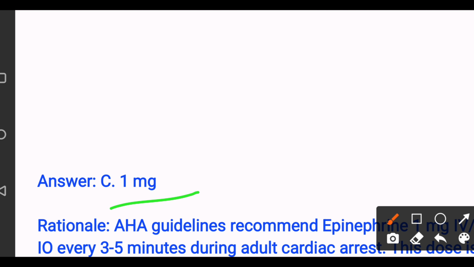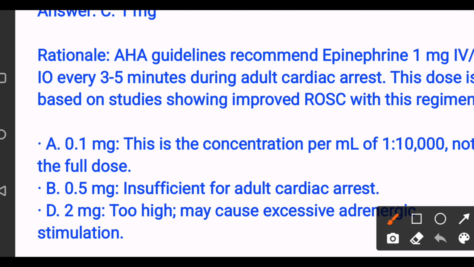According to AHA guidelines, the recommended epinephrine dose is 1 mg IV or IO every 3 to 5 minutes. We have to give epinephrine every 3 to 5 minutes during adult cardiac arrest.